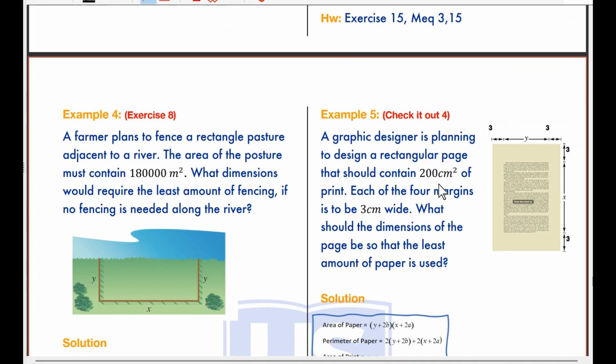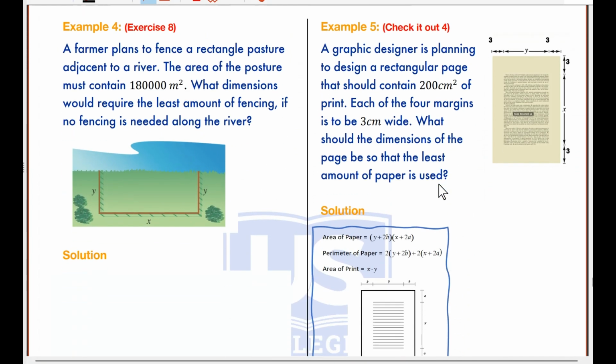Okay. Next type of question, fence questions, exercise 8. A farmer plans to fence a rectangular pasture adjacent to a river. What is the difference between this fence type question and the rectangle? In the rectangle, we have 4 sides, right? In the fence questions, we have 3 sides because the fourth side is adjacent to the river. The area of the pasture must contain 180,000 meters squared.